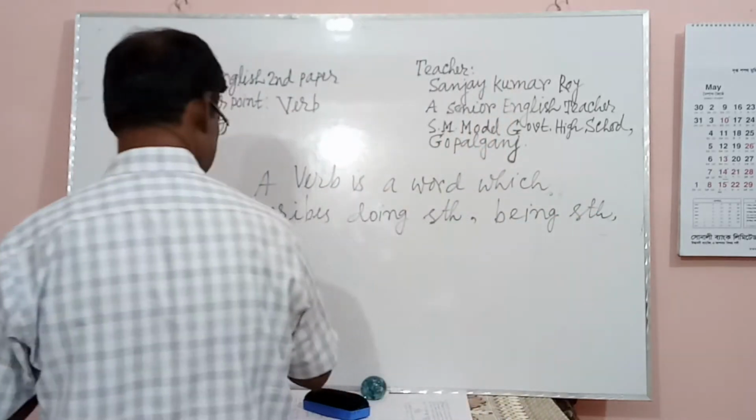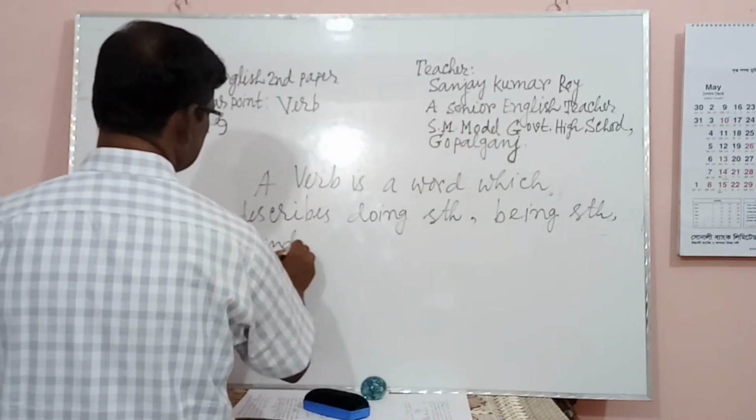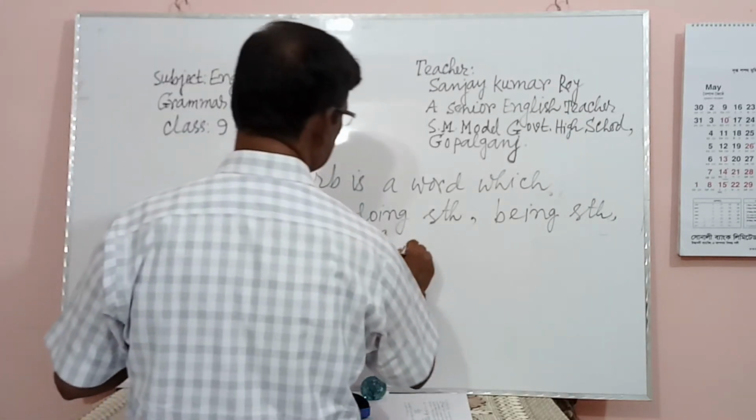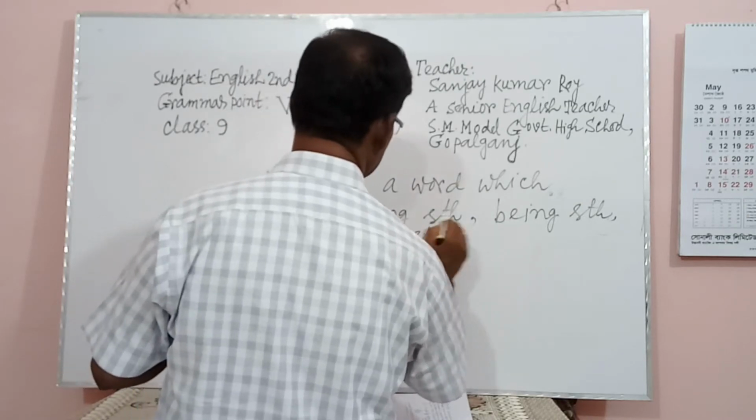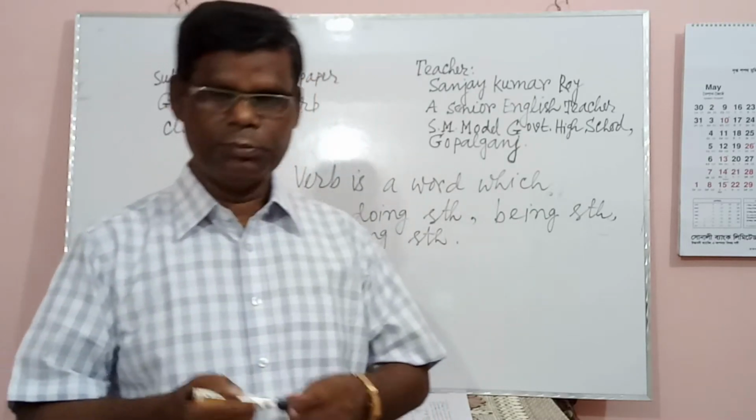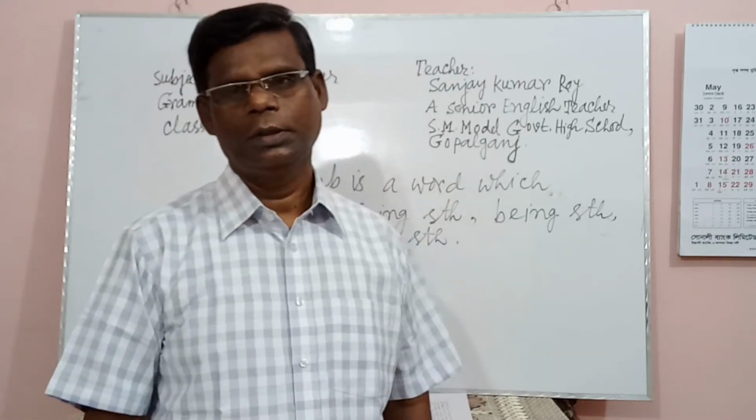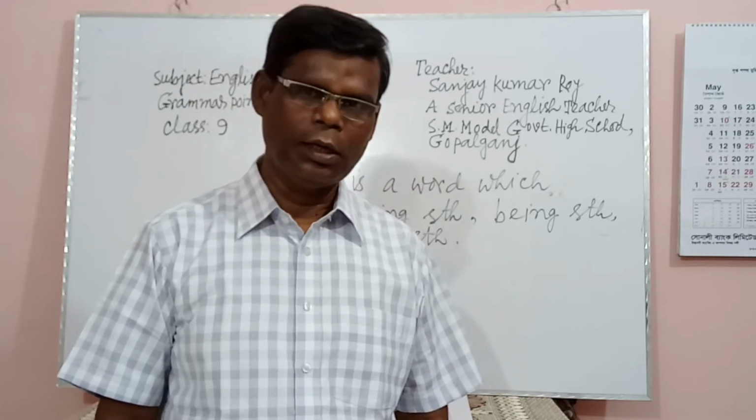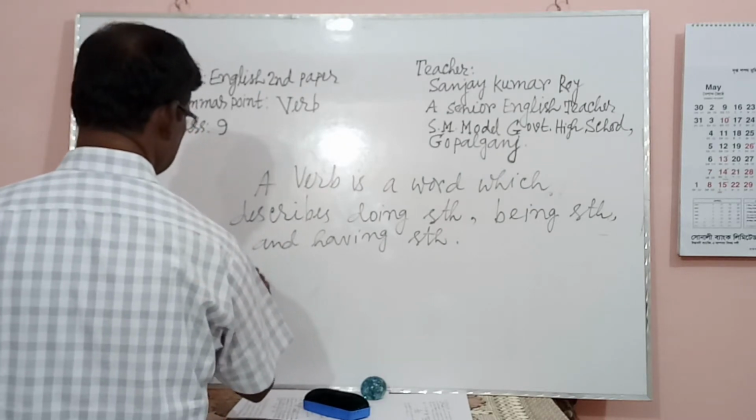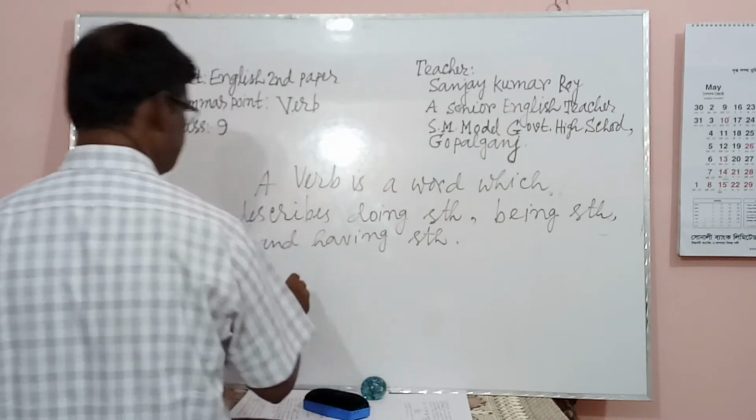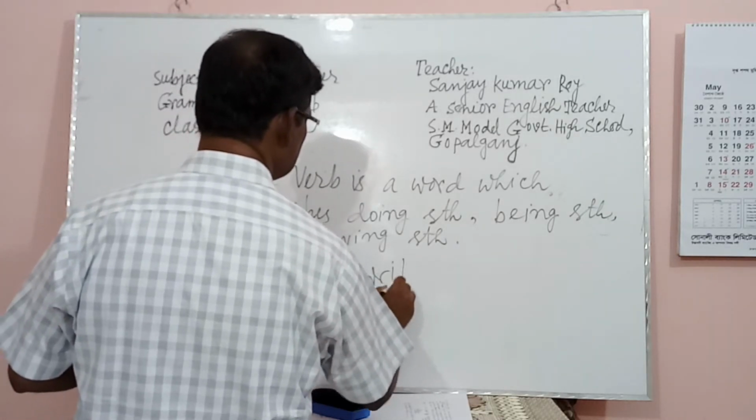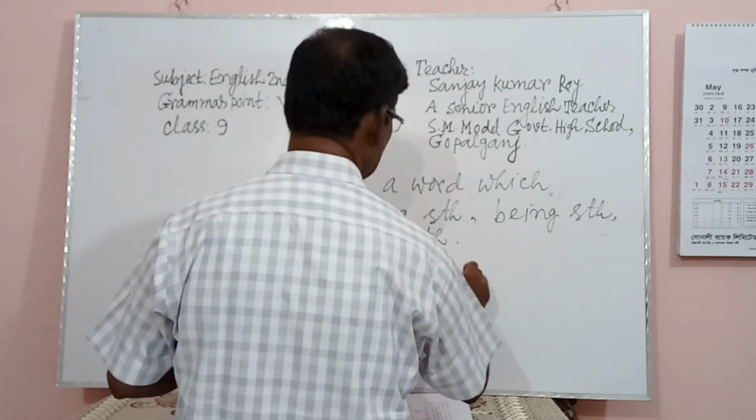being something, and having something. A verb is a word which describes doing something, being something, and having something. For example, he writes a letter.